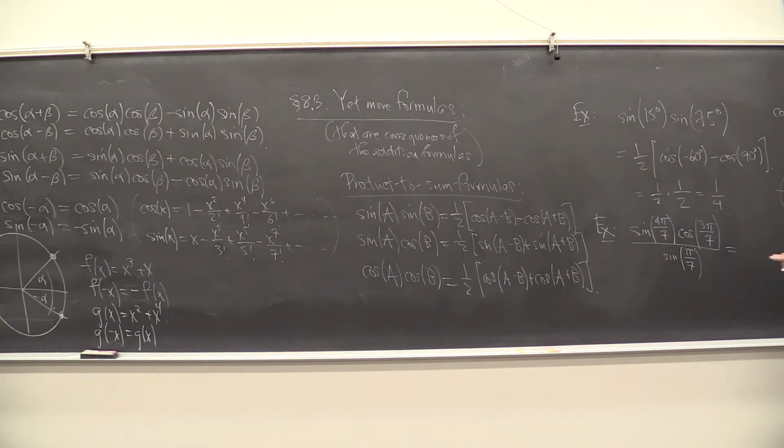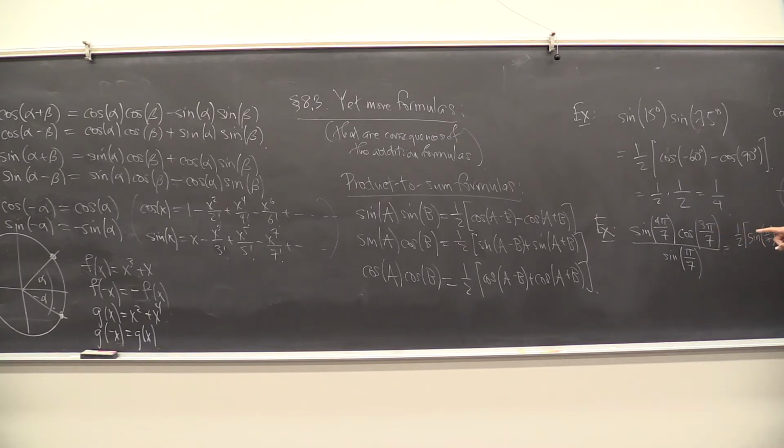Okay, don't worry. Let's just do this in parts, right? So what happens to the top? We've got sine of an angle times cosine of a different angle, so we're just going to use that second formula there. Sine of one angle times cosine of the other angle is one half of sine of the difference, which is just pi over 7, plus sine of the sum.